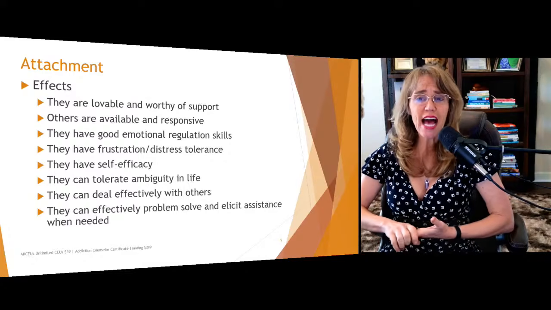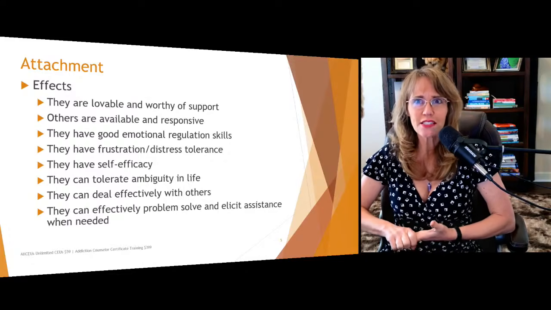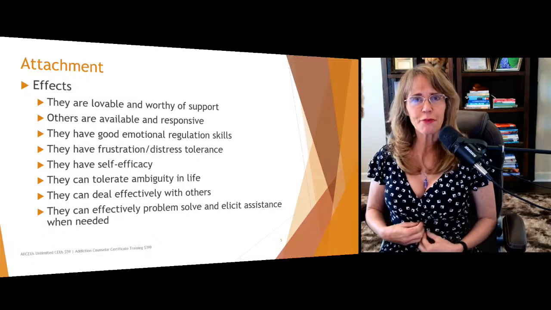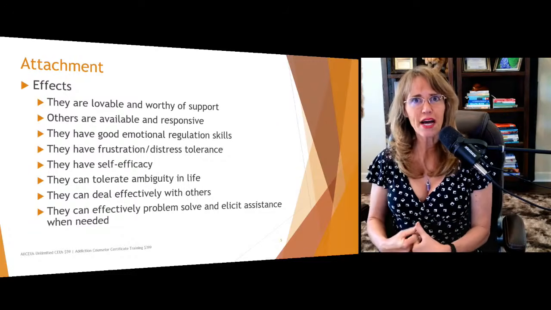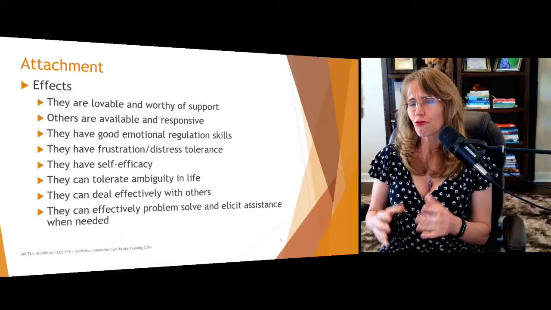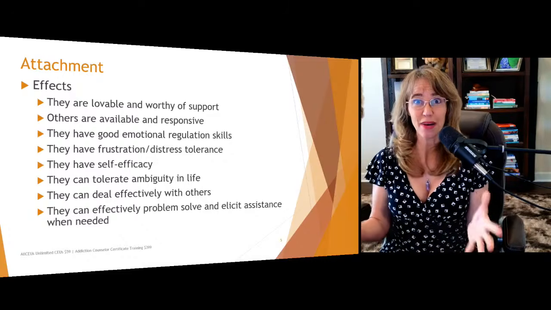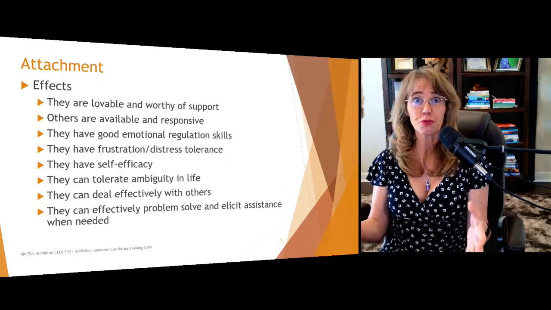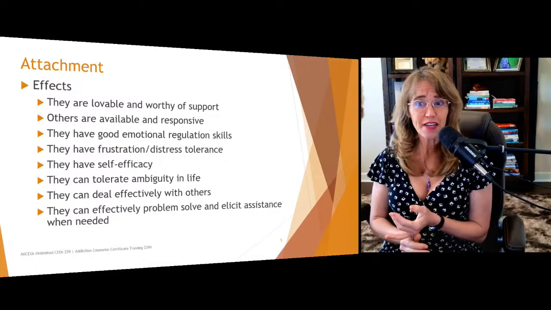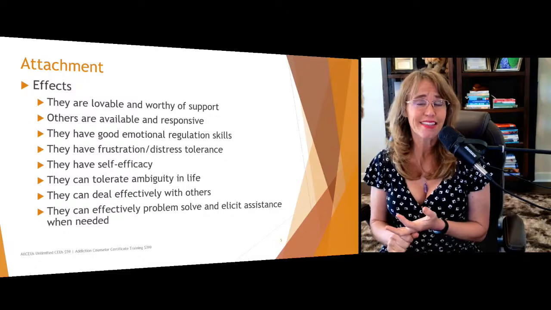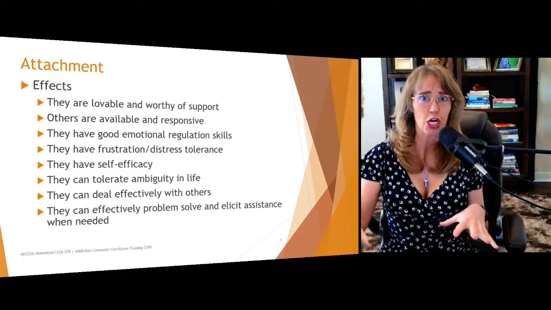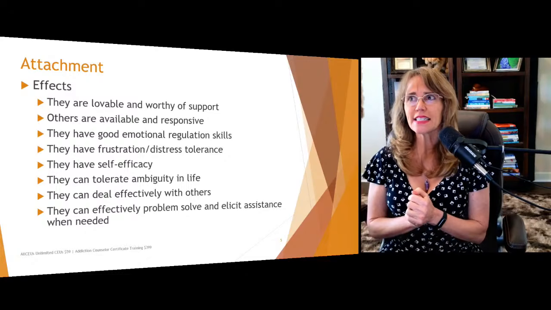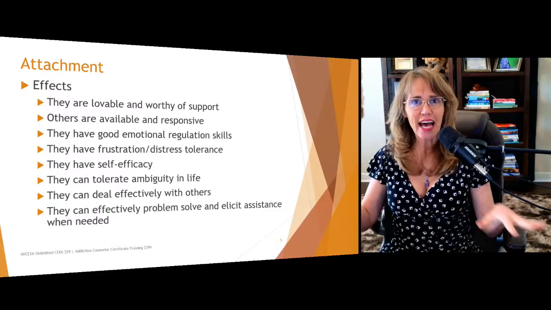People who are securely attached have frustration tolerance and distress tolerance. They've learned through that caregiver's responsiveness how to identify an emotion and downregulate, get into their wise mind, or tolerate that emotion, recognizing, I can't do anything about this right now. This really sucks. I don't like it, but it is not going to consume me. They have self-efficacy. They can tolerate ambiguity in life. They don't have to have control of everything all the time because they've developed an understanding in life that they're capable, they're competent, and they have people they can rely on.